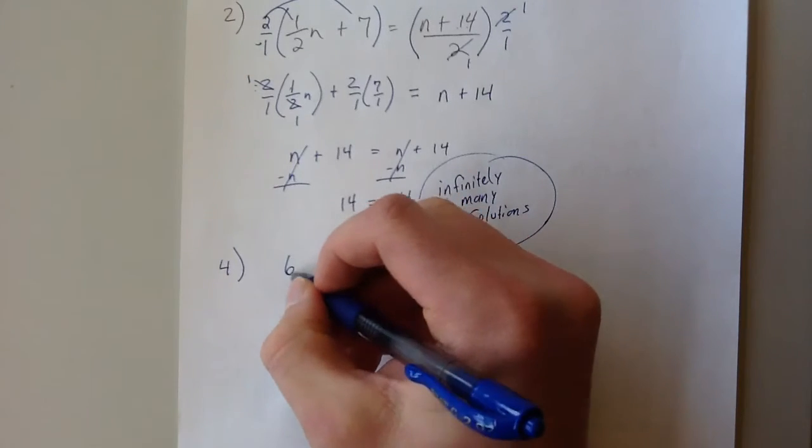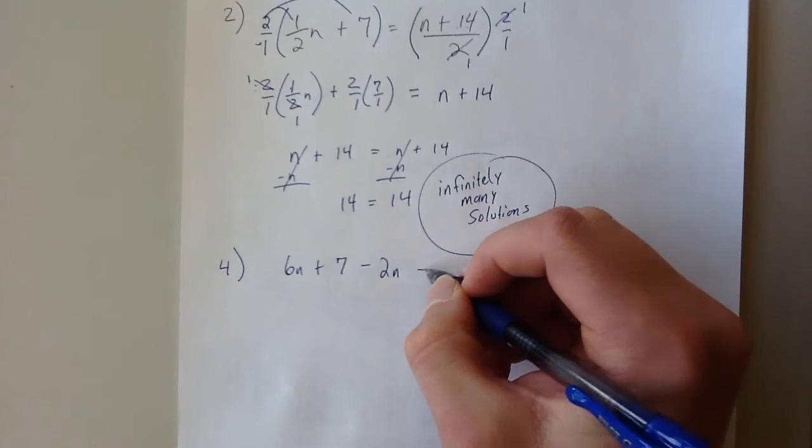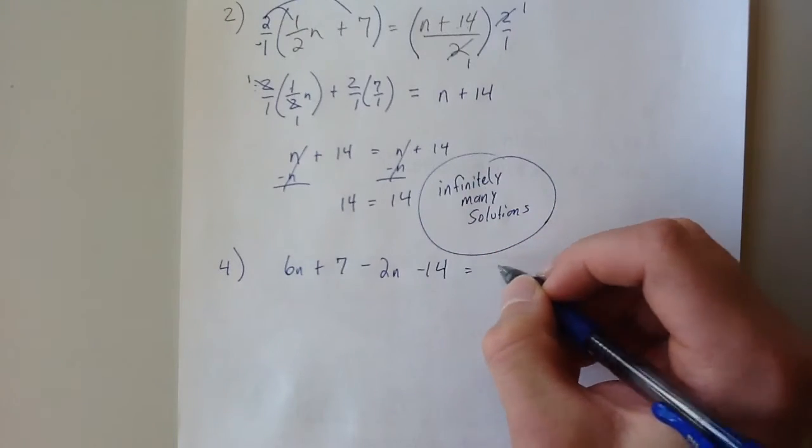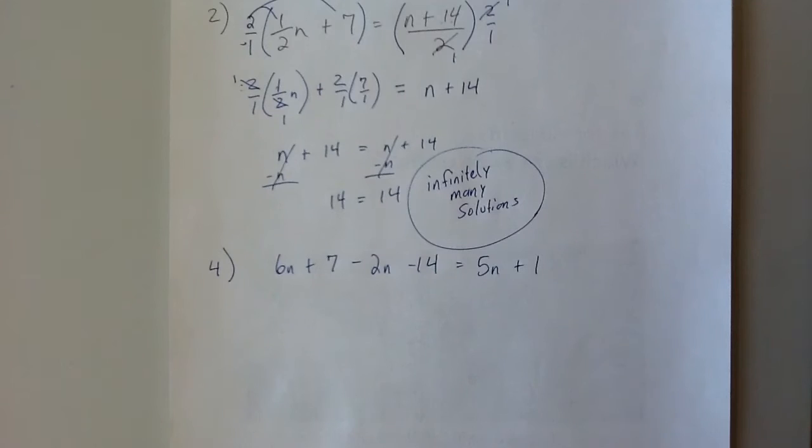Number 4, you have 6n plus 7 minus 2n minus 14 equals 5n plus 1. All right, so step 1 is to eliminate the parentheses by using the distributive property. I don't have any parentheses, so I skip that step and I go to step 2. Step 2 is to combine like terms. I do have like terms that I need to combine.